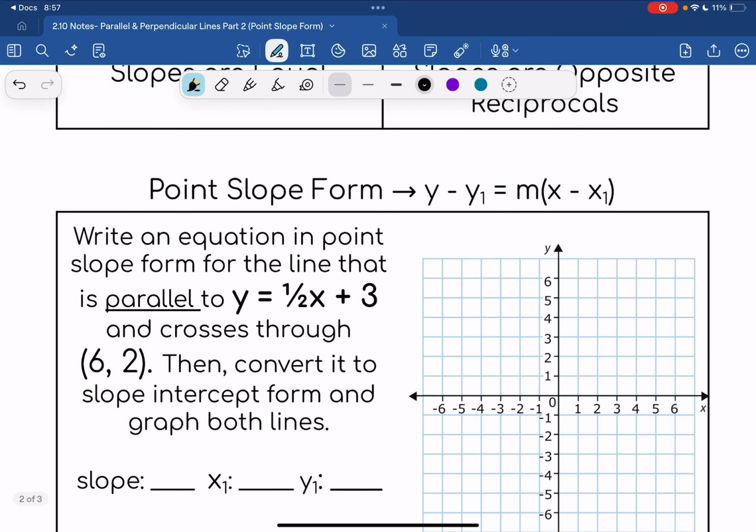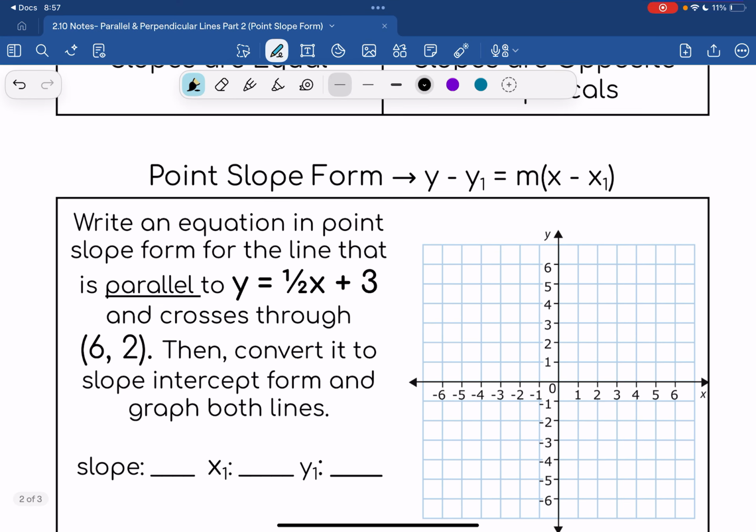We have this new form of an equation called point slope form. It is written right here for you: y minus y1 equals m times x minus x1. It is called point slope because we use one point. So the point is going to be this x1 and this y1. So that is our ordered pair or a point. And then m is our slope.